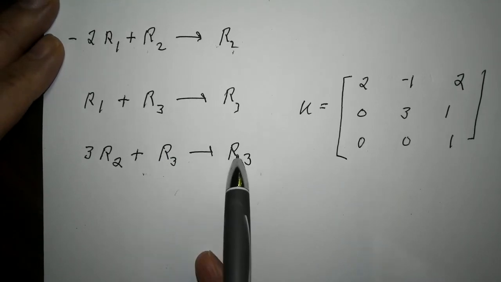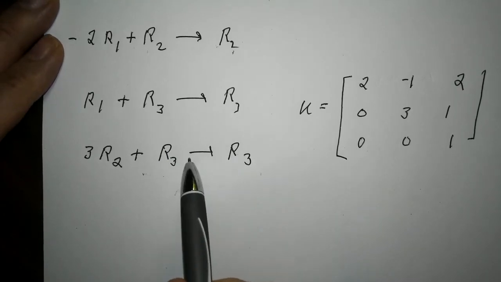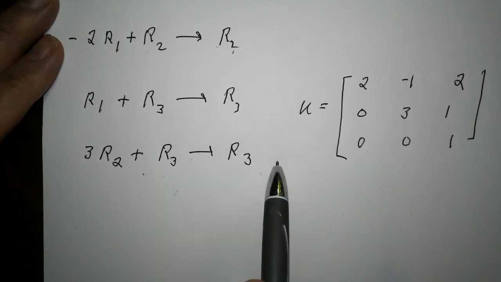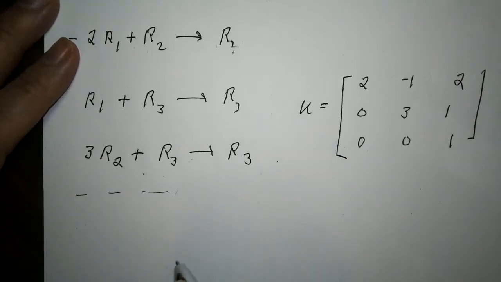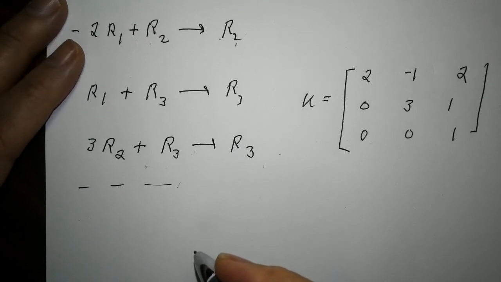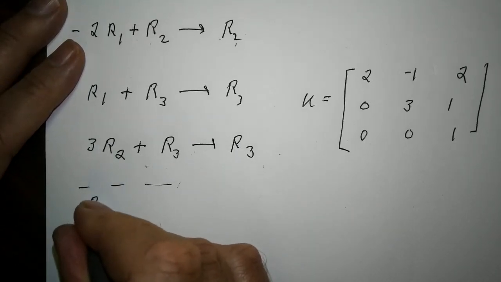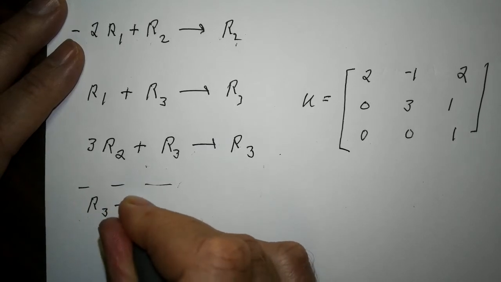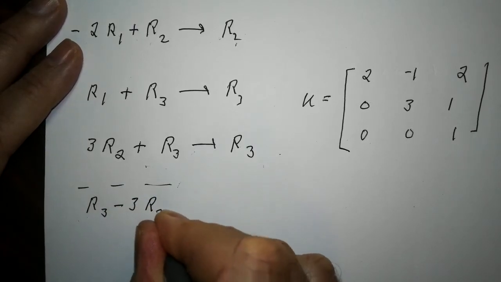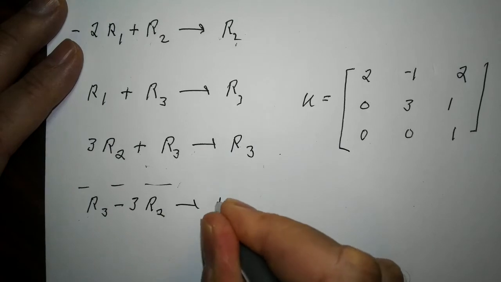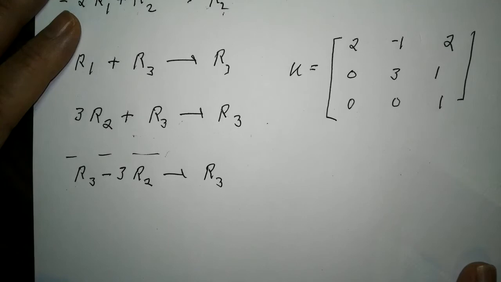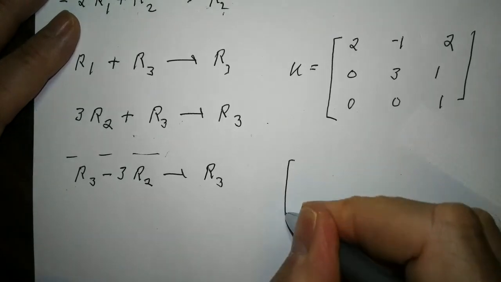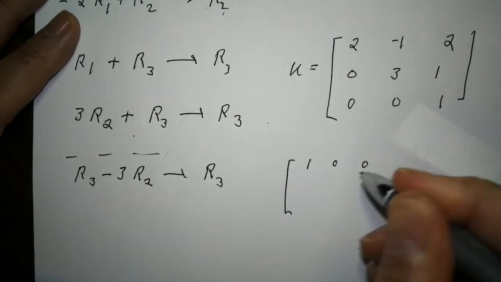But wait, because we want to apply the elementary row operations in the reverse order, let's start down here. Let's replace this arrow going from left to right, right to left. Let's subtract 3R2 from that side. So the first inverse operation would be to take R3, subtract 3R2, and put that in R3. That's the first inverse operation, and we're going to apply that operation to the identity matrix.